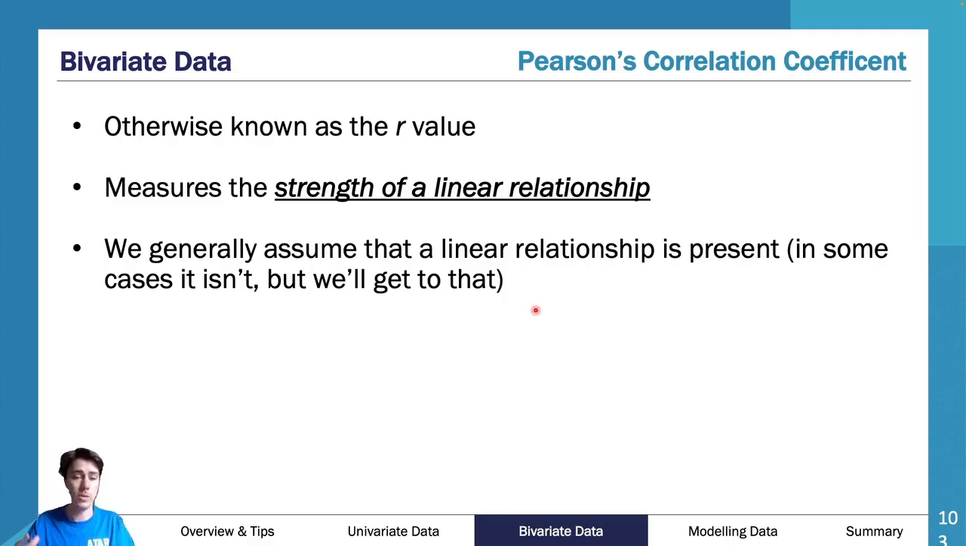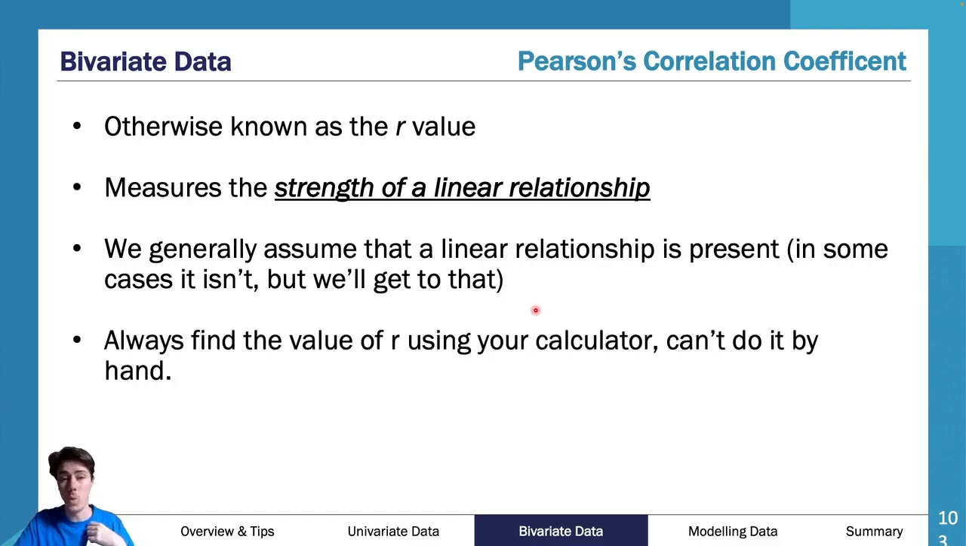If your data does not show a distinct curve and it's sort of like a little bit of a mess, you then do an R value, and your R value will correctly tell you whether there is actually a linear relationship in there or there is not. You always find the R value using your calculator. You cannot do it by hand. You can, but it's technically way too hard, and it's not part of VCE. You need to do it on your calculator always.